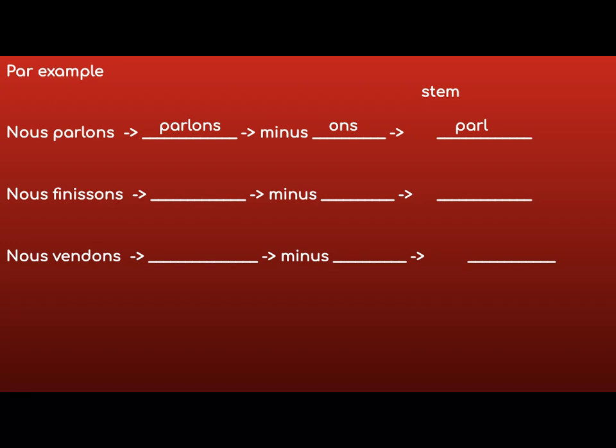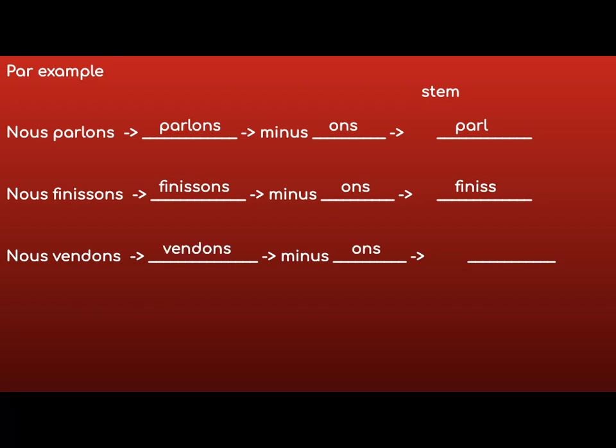For IR verbs like finir, it's nous finissons. Finissons minus ONS is finiss. So in the imperfect with regular IR verbs, it's going to seem like there's a lot of S's. If that is the case, you're probably doing it correctly. So don't think that you have too many S's. You don't. You probably have the right amount. Nous vendons. Vendons minus ONS is vend, V-E-N-D.